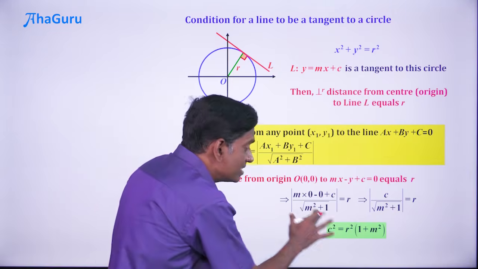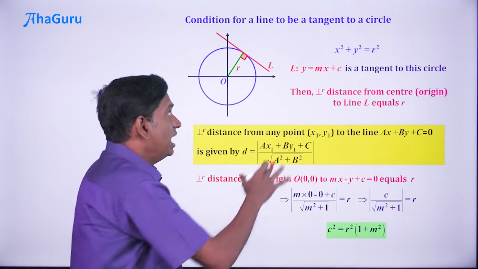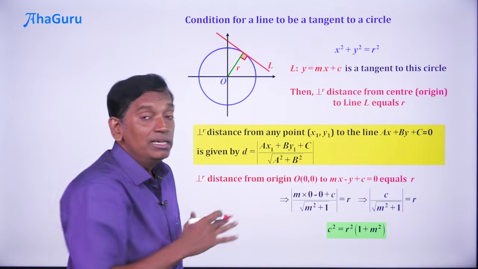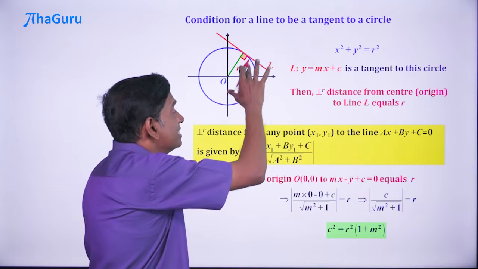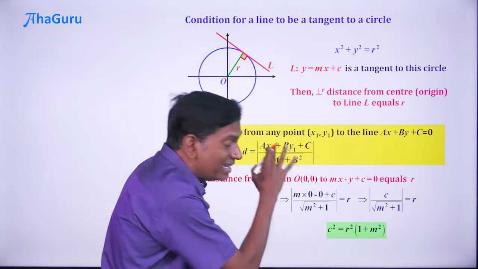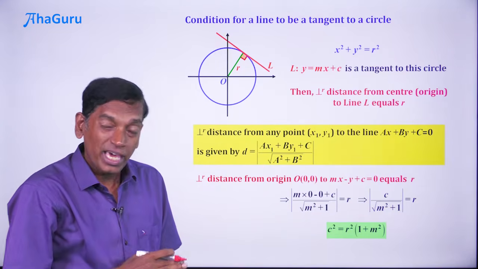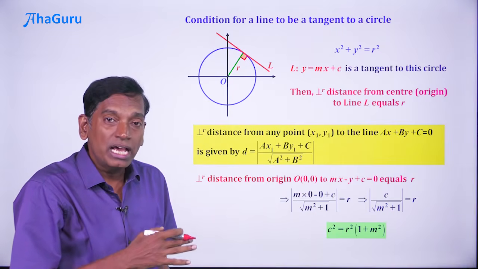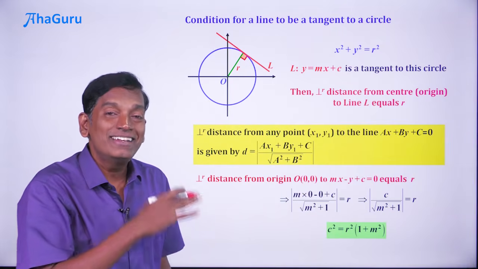Now this is the condition for a line y = mx + c to be a tangent to this special circle with origin as center. It is worth remembering this condition. Now let us see what happens if we take the more general case.